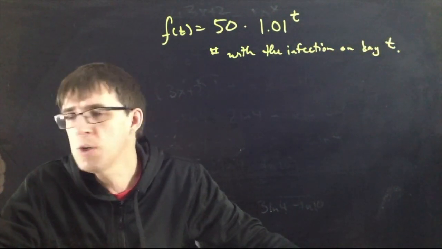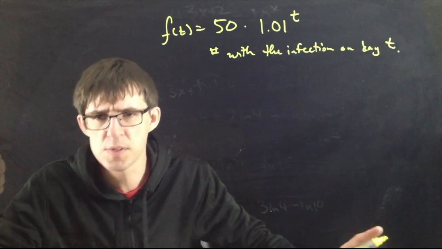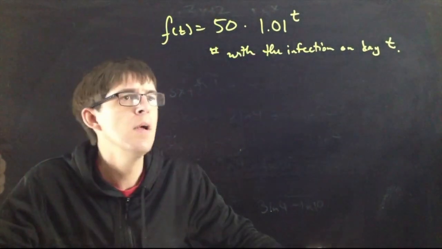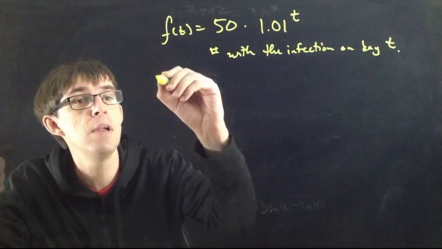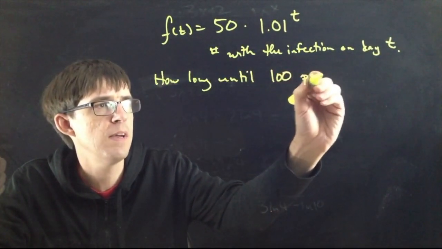At day t equals 0, 50 people had it, and then it spreads. The rule was the size of the infection increases by 1% every day. And this was the formula. Here's a question we could ask. This is a very natural question. I hope you'll agree. How long until 100 people are infected?